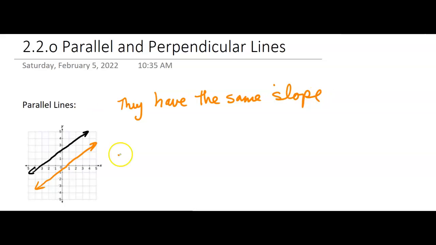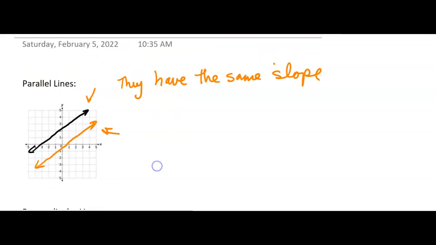So if you know the slope of this line, then you know the slope of the other line, okay? That's what parallel lines are. They have the same slope. Okay. Perpendicular lines, well, let me go back here a minute. If you called this, I'll give you some notation. If you called this line 1 and this line 2, then the slope of line 1 is equal to the slope of line 2. Okay.